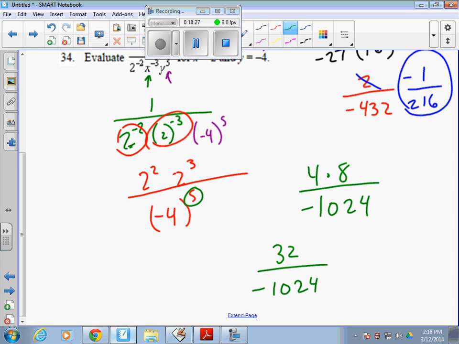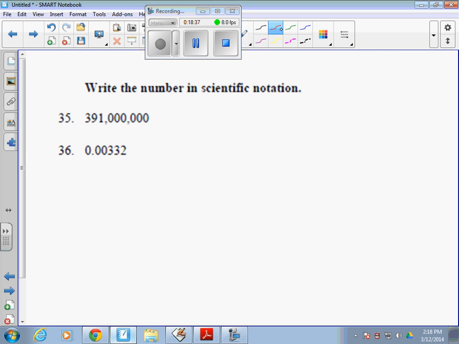It goes into 34 two times, in fact. So negative 1 over 32 is your simplified version for 34. 35 starts scientific notation. Remember, in order for something to be in scientific notation, it's got to be between 1 and 10. So the only spot you can put it to make it between 1 and 10 is right there.